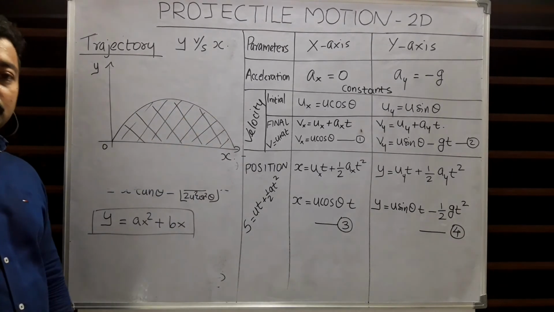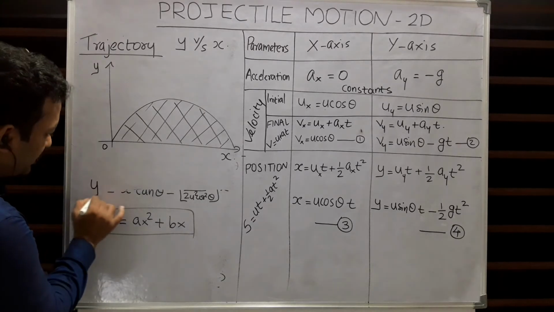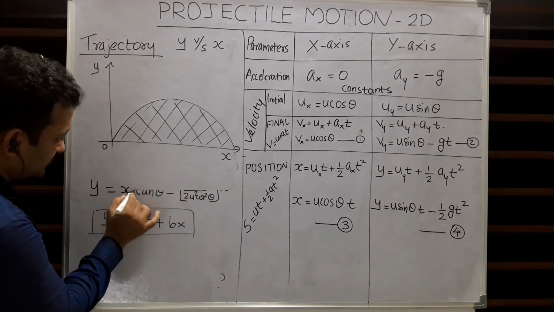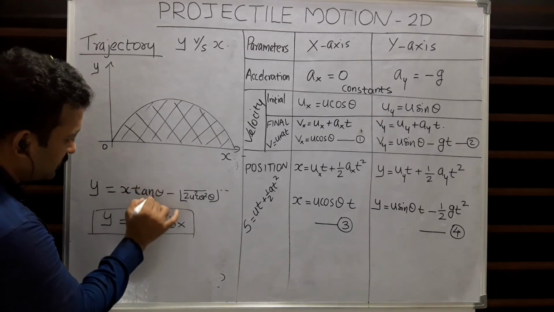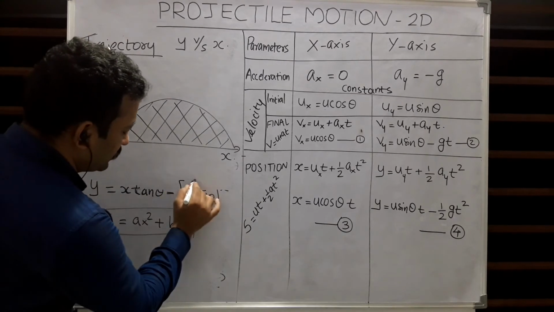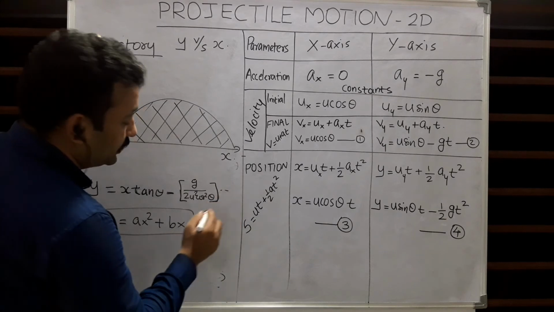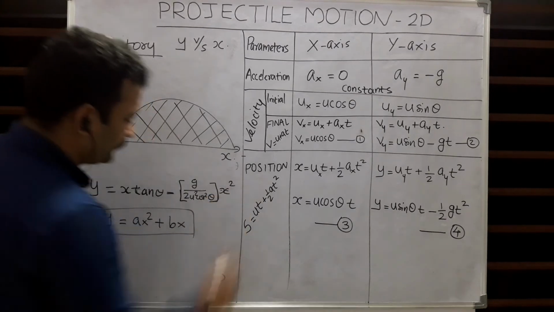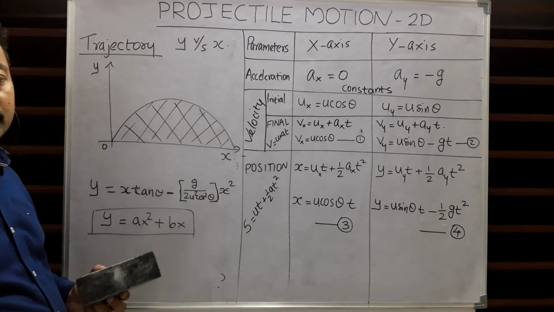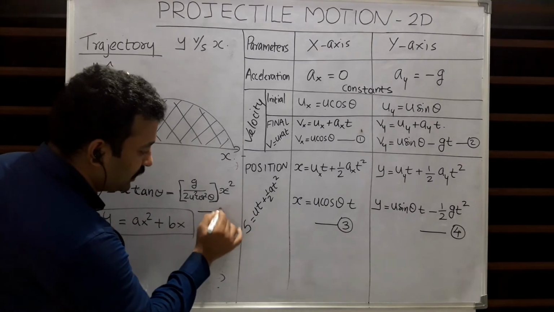So we have got a standard formula for the trajectory, which is y is equal to x tan theta minus g by 2u square cos square theta into x square. This is a standard equation of the trajectory of the projectile. Let me call this one equation 5 for you.